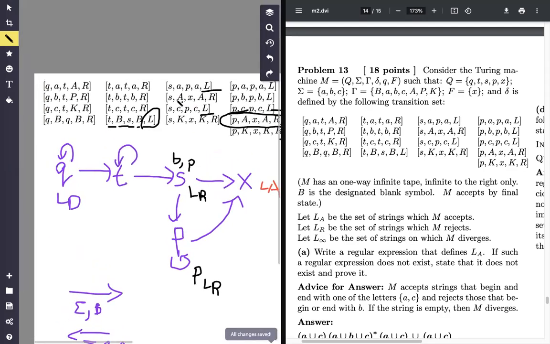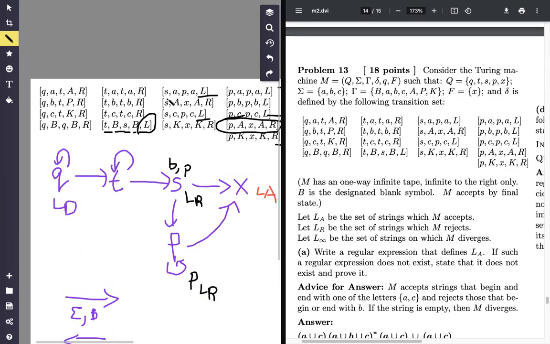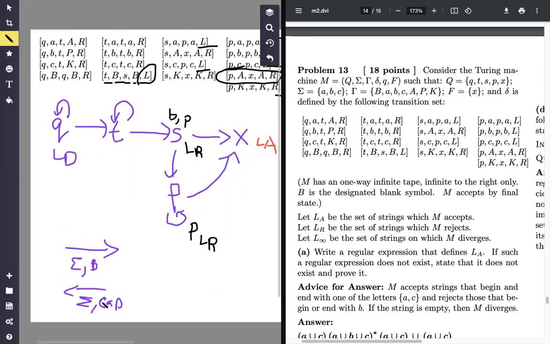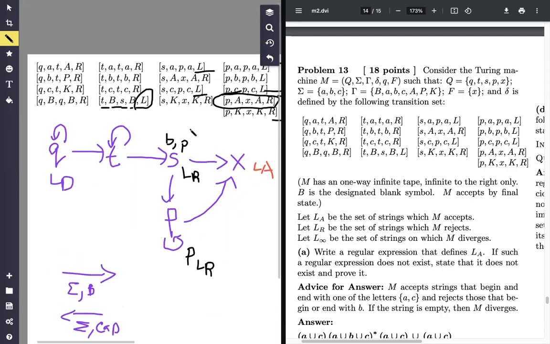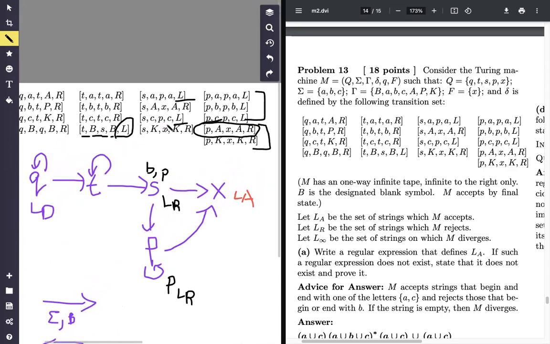Okay. So now looking at state S, can state S handle anything in my alphabet? It can handle an A, it can handle a C, but it can't handle a B. So I'm going to note that down. It can handle a capital A, it can handle a capital K, but it can't handle a capital P. So I'm going to note that down. That's all state S needs to worry about, just the alphabet and the capital letters. So therefore, this is all the things we need to worry about rejecting in state S.